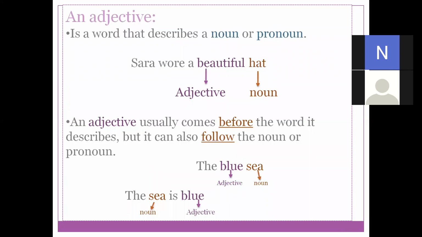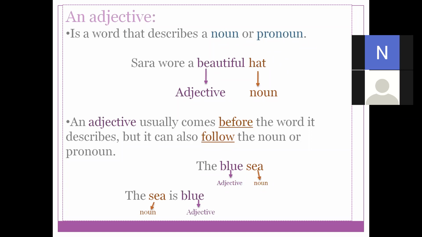What do I mean by an adjective? An adjective is a word that describes a noun or a pronoun. So the adjective always describes a noun or a pronoun. It gives us detail about the noun or about the pronoun.